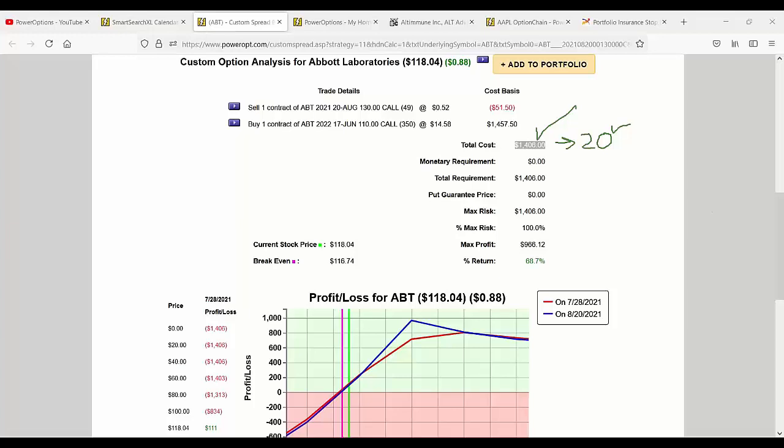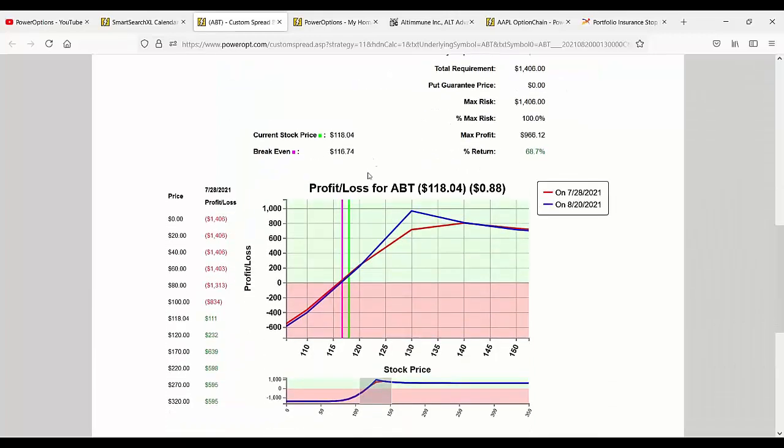Why is that important? Now, this is a far out of the money one. This is one I said I probably wouldn't necessarily do. On Abbott, I'd probably be looking at July, maybe the 120 or the 125, or maybe the August 125 for a little better premium, based again on my outlook for the underlying security.